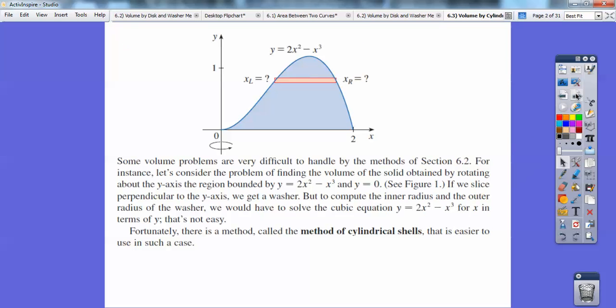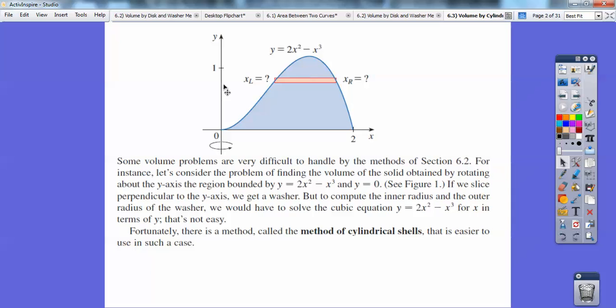All right. So remember when we did disks and washers, you guys. Sometimes you have difficulty. So for example, say we're going to find the volume of this curve right here, y equals 2x squared minus x cubed, and we're going to revolve this around the y-axis. And so if you slice perpendicular to the y-axis, you get washers. So there would be this washer that would be going around the y-axis right there.